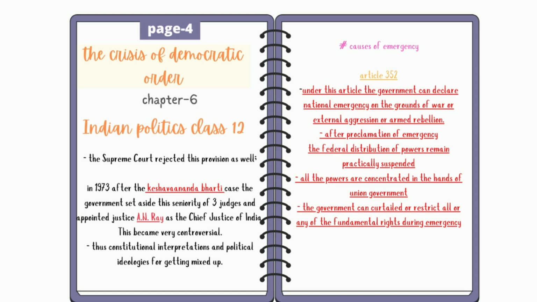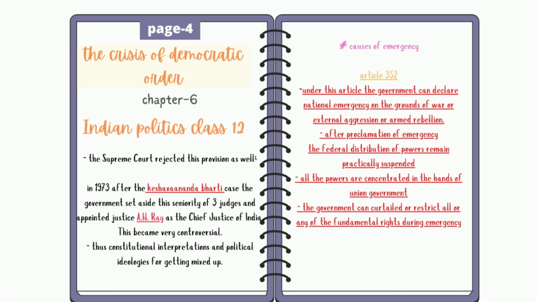In 1973, after the Keshavananda Bharati case, this is another point, the government set aside the seniority of 3 judges and appointed Justice A. N. Ray as Chief Justice of India. This became very controversial, thus constitutional interpretations and political ideologies were getting mixed up.